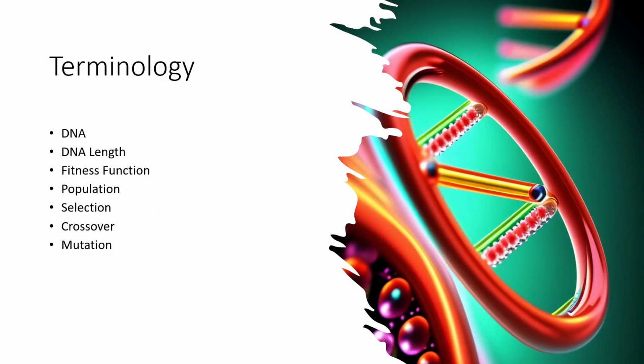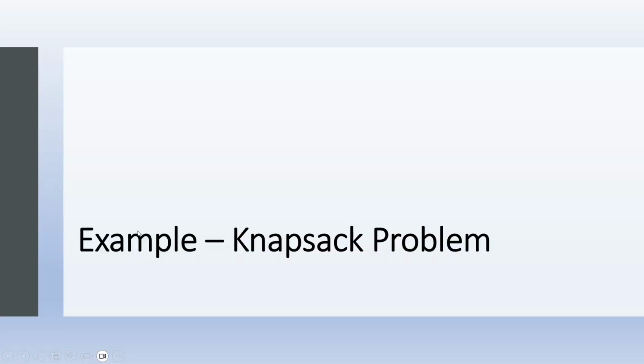So this was basically the terminology for genetic algorithms. We have seen the concept of DNA, DNA length, fitness function, population, selection, crossover, and mutation. Now we will be working on the knapsack problem.